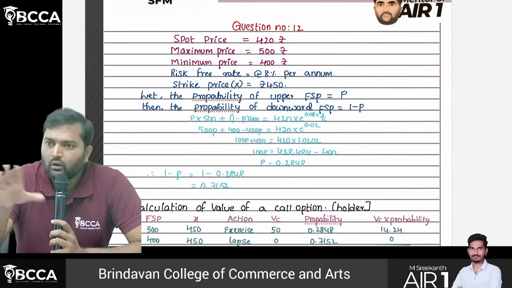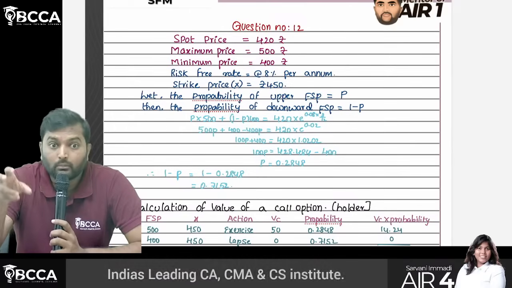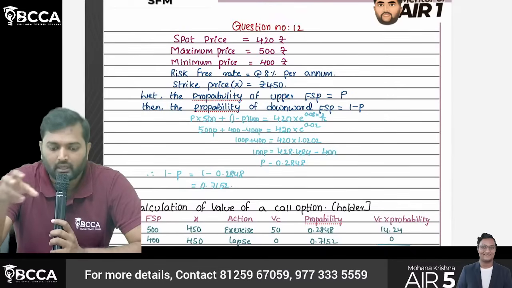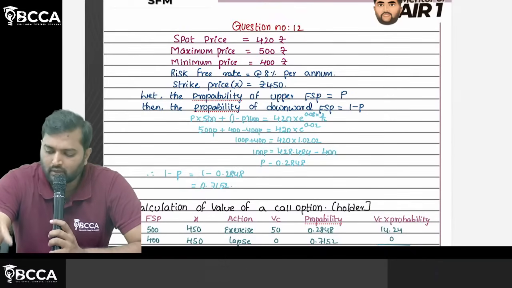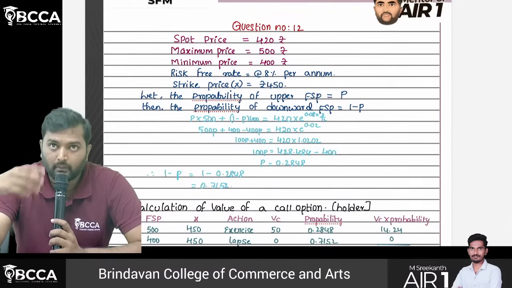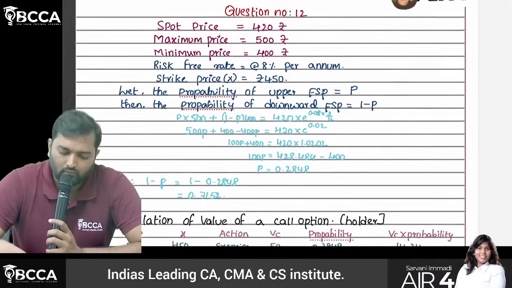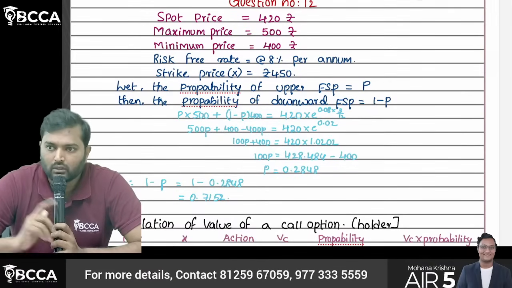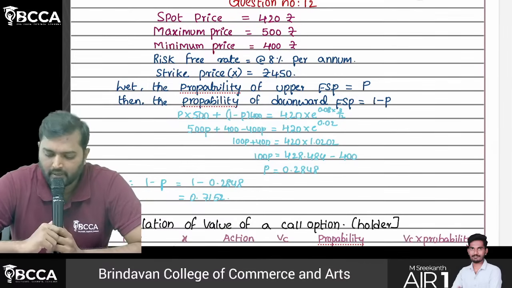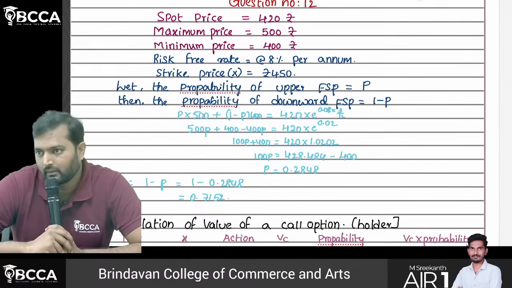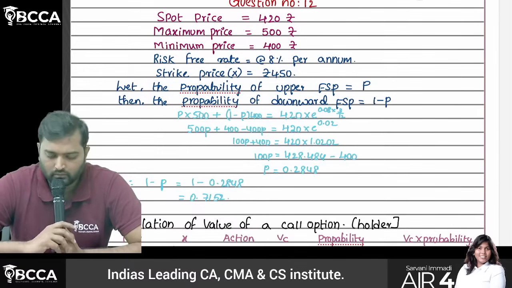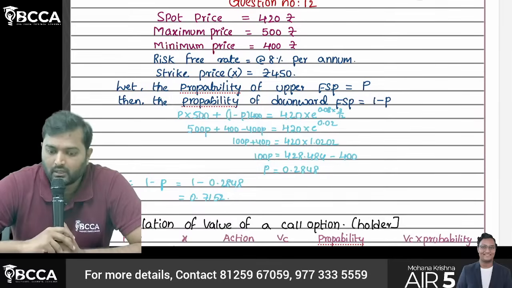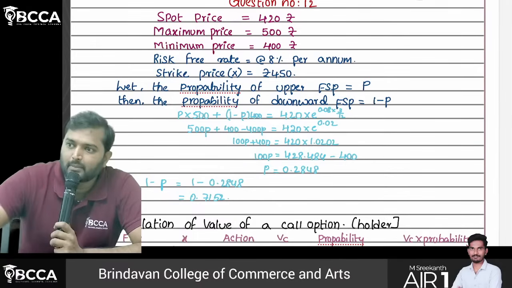Be careful, we are not finding out the proportion. We are finding out the probability. Many times we assume let the proportion be P. But here, let the probability of upward FSP be P. Then the probability of downward FSP is 1 minus P. So the equation is P into 500 plus 1 minus P into 400 must be equal to the expected spot price.